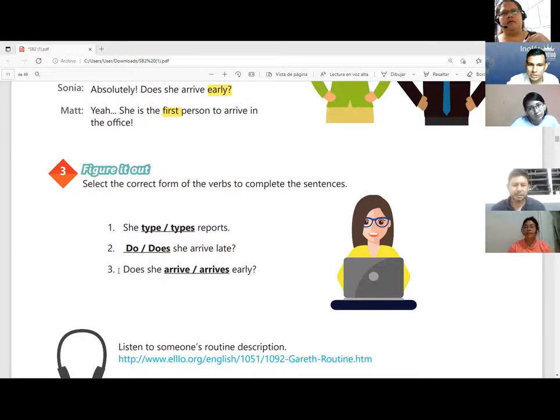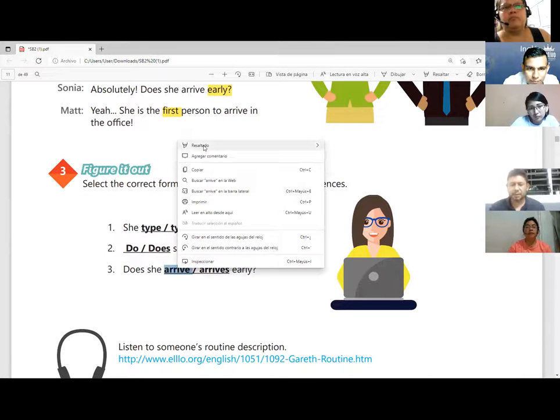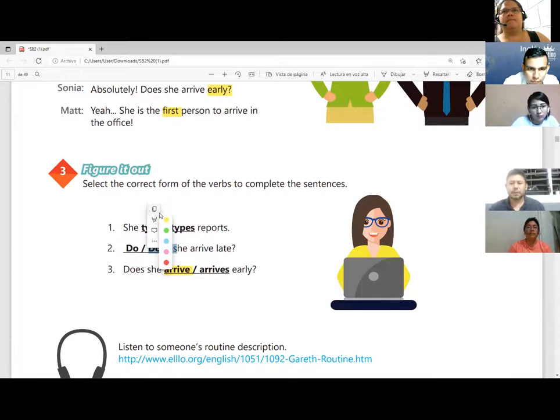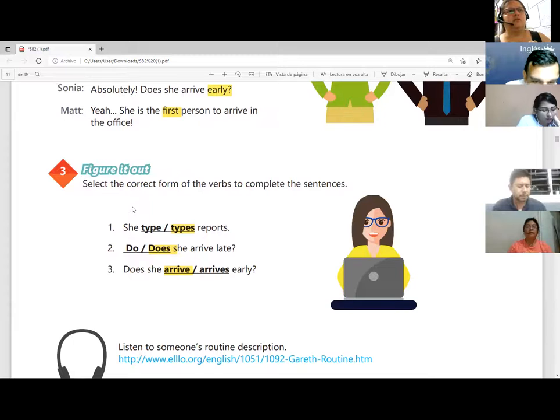En realidad, únicamente vamos a agregar S cuando es la forma afirmativa. Aquí es una pregunta, por lo tanto, el verbo se mantiene en su forma infinitiva. No vamos a agregar S, solamente en afirmación. Does she arrive early? Exacto. Okay. She types reports. Does she arrive late? And does she arrive early? Okay.